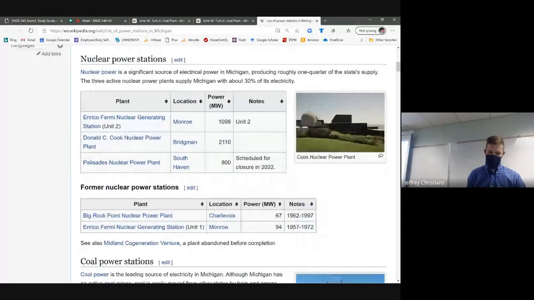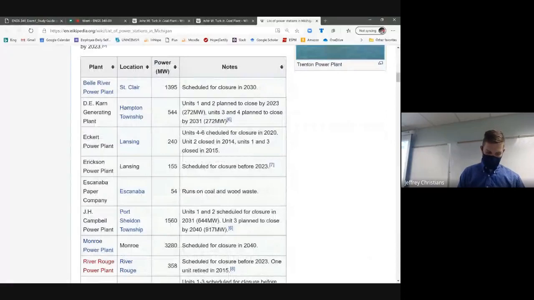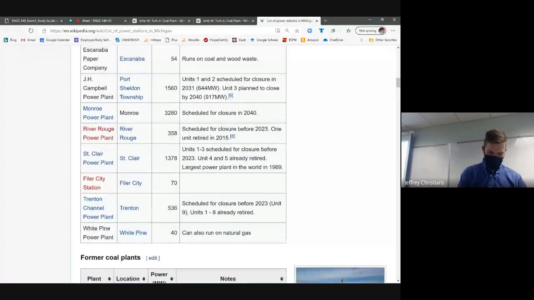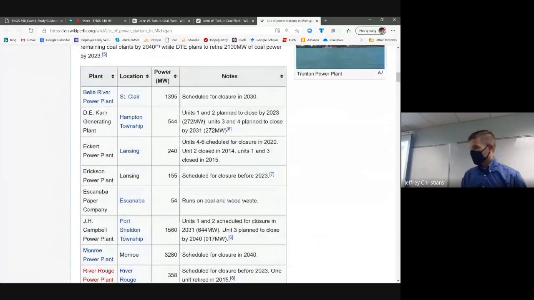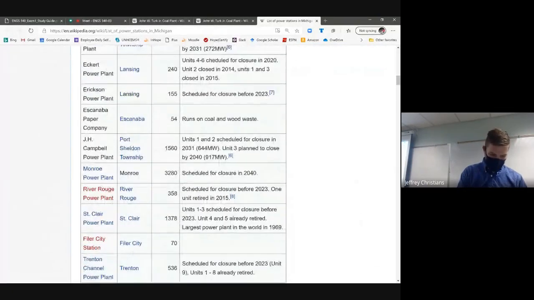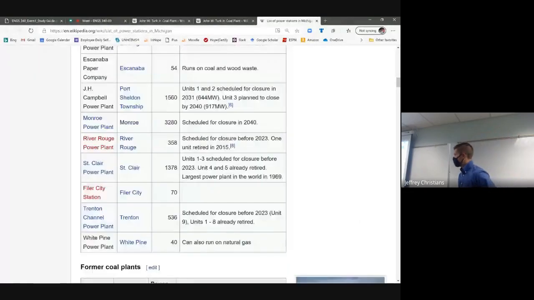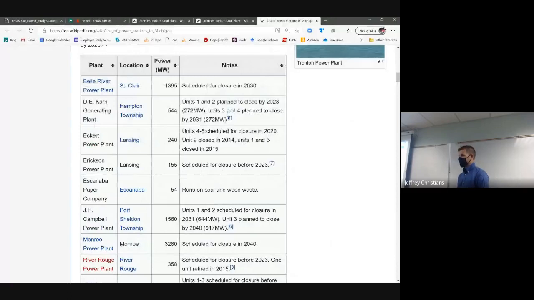Okay, so nuclear power stations tend to be really big. There are three of them in Michigan. There are a number of different coal power stations in Michigan of different sizes. So this is the list of all of the coal power plants in Michigan. And one thing that I find interesting is if you read the notes next to all of them, you see a theme.